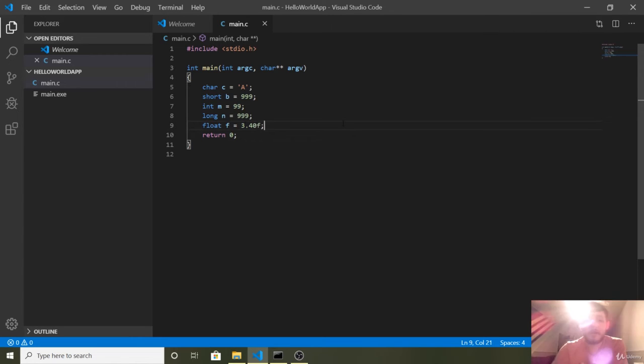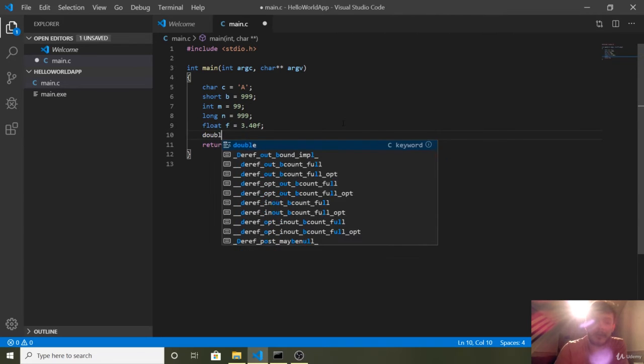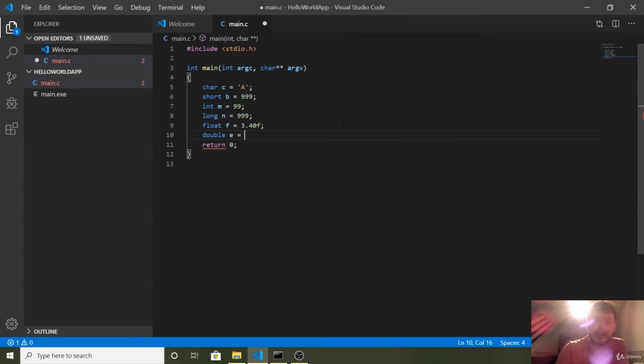So floats are great for storing things like currency, for example, pounds and pence, dollars and cents. Now double is a larger floating point number. So again, you can store currencies, stuff like that, but double is much bigger than float, the same as long is much bigger than integer.